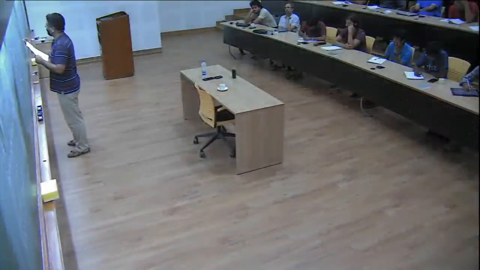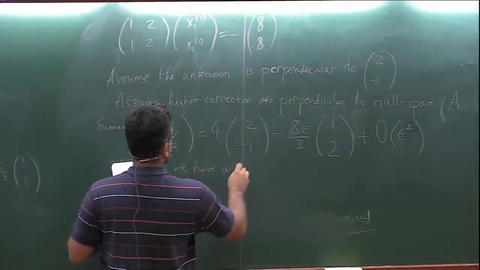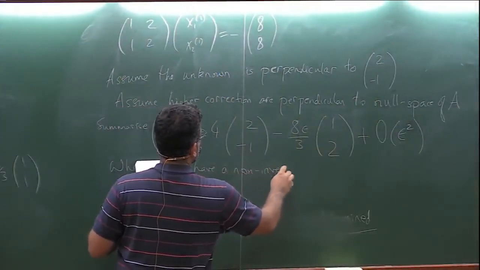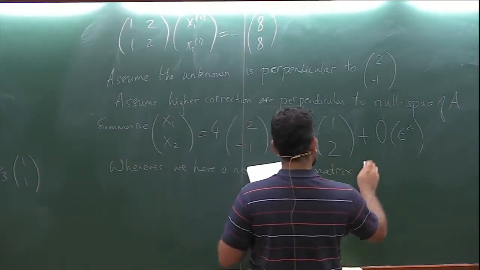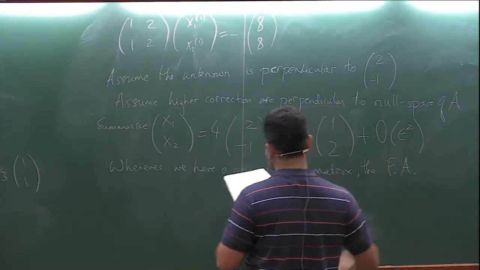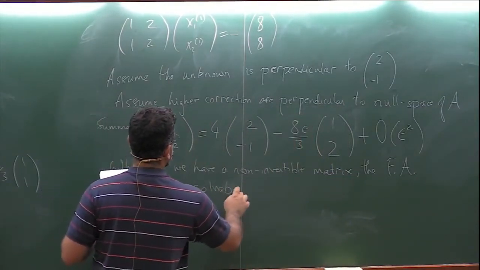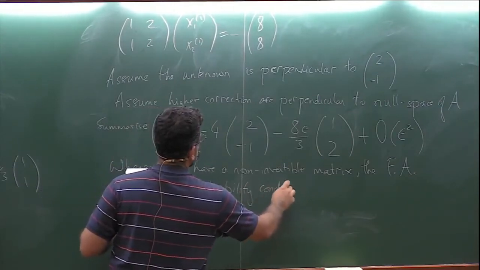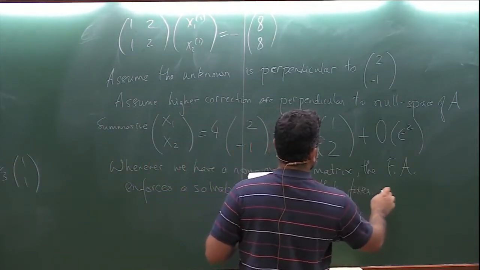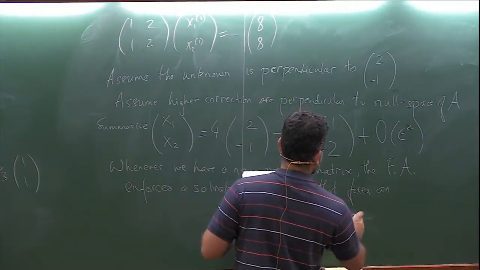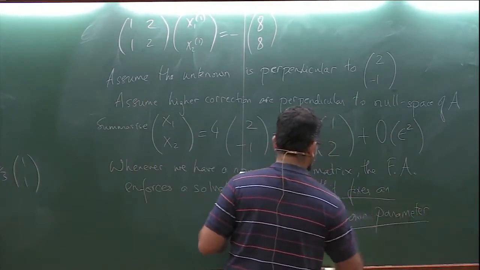So whenever we have a non-invertible matrix, the Fredholm alternative enforces a solvability condition. That fixes an unknown parameter. Right?